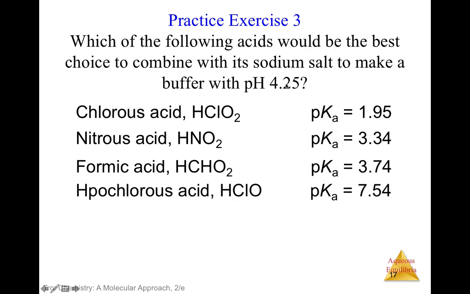That means that if I have a pH of 4.25, I could have, for example, a pKa of 1.95. That means I could buffer a pH between 0.95 and 2.95. So chlorous acid is definitely wrong because its pKa is too low compared to 4.25. So what I want you to do, go ahead and pause this video. Think about, of the other acids, which would be the best choice if I want a buffer of 4.25. After you think about that, hit play again and we'll go over the result together.